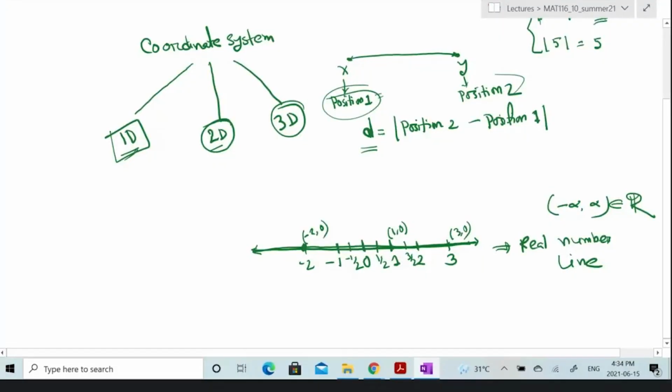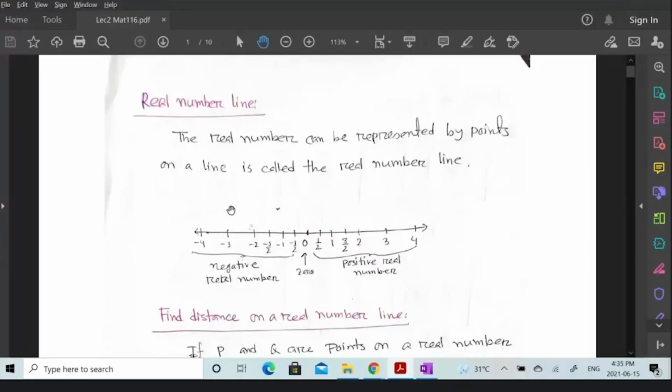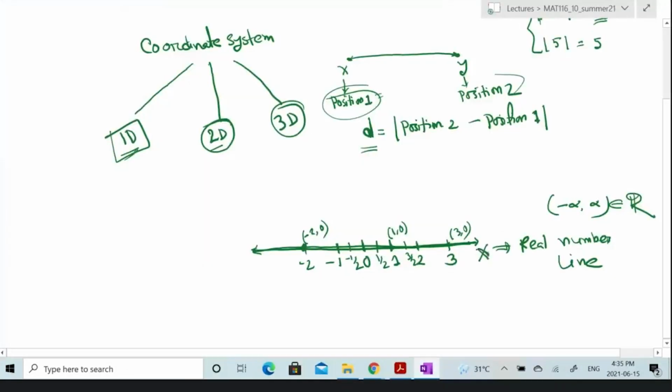So this is the concept of the real number line, and that's what is written here: that real numbers can be represented by points on a line, and then that line is called the real number line. So the middle one is 0. Any number on the right hand side of 0 is a positive real number and the left hand side of this real number line is negative real numbers. So we consider this as the x-axis.